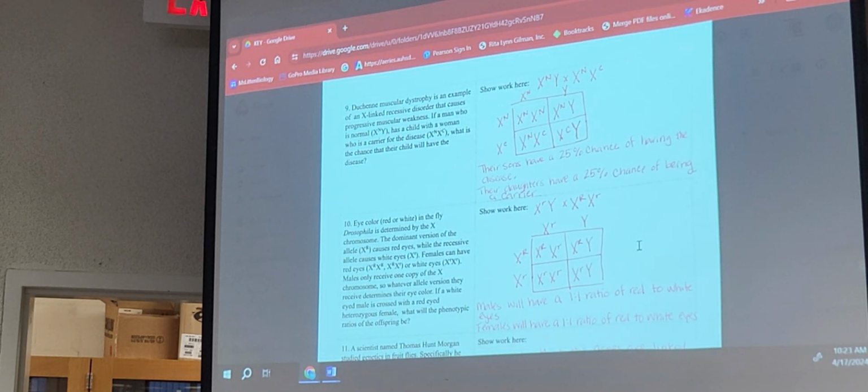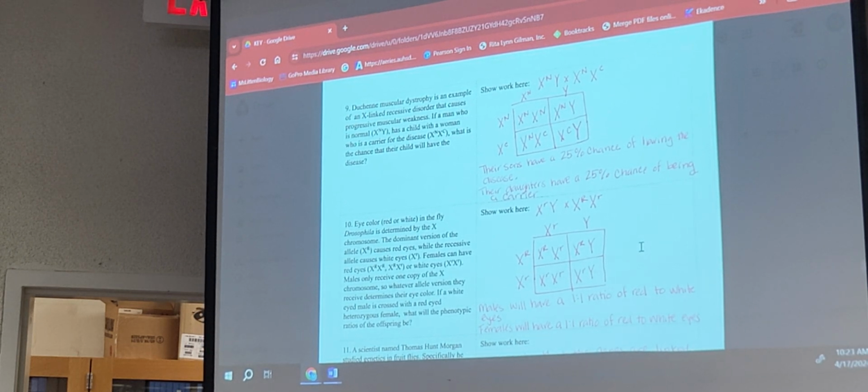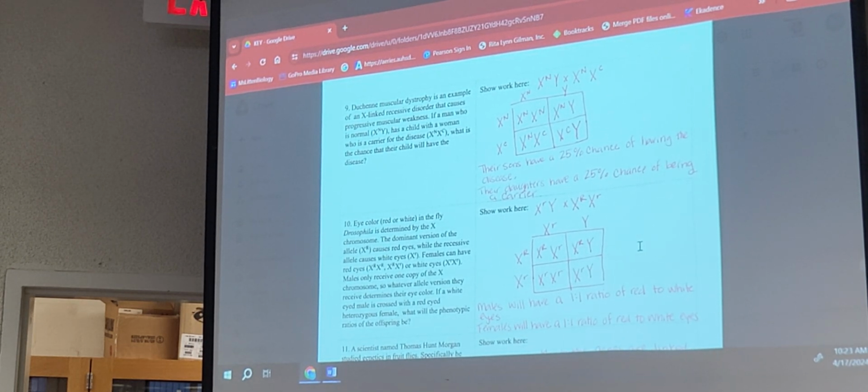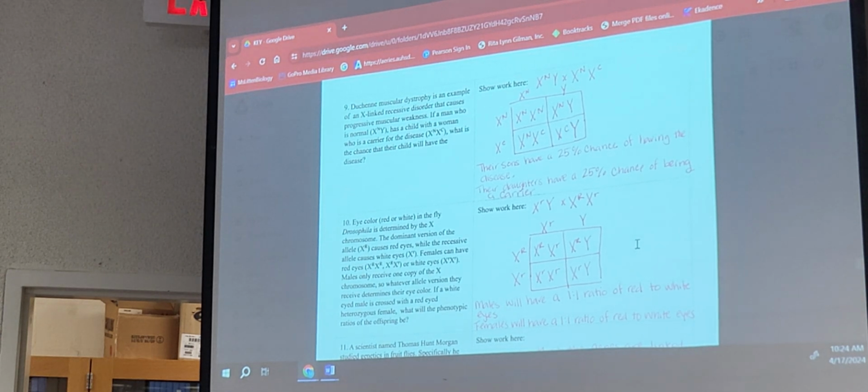Sure. Eye color in Drosophila, which are fruit flies, is determined on the X chromosome. The dominant version of the allele causes red eyes, and recessive causes white eyes. Females can have red eyes or white eyes. Males only receive one copy of the X chromosome, so whatever allele version they receive determines their eye color.